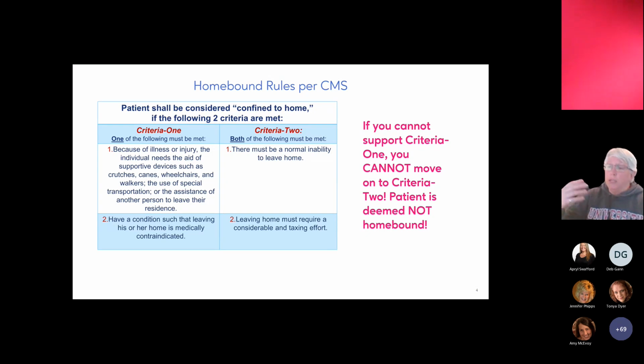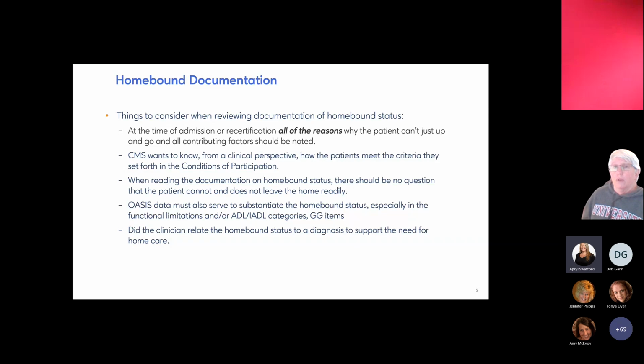So if you do pass 1, then you go on to 2, which actually has 2 parts to it, which both must be met. So this criteria 2 says 1, there must be a normal inability to leave the home. How great does that get? And 2, leaving home must require a considerable and taxing effort. We all know these words, right? That's all we see.